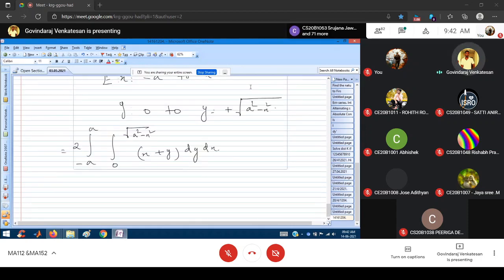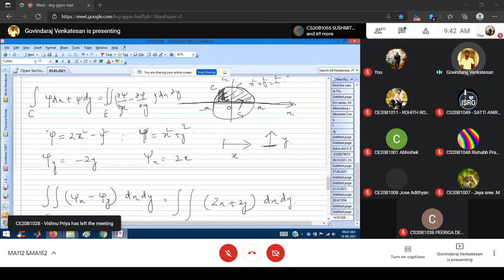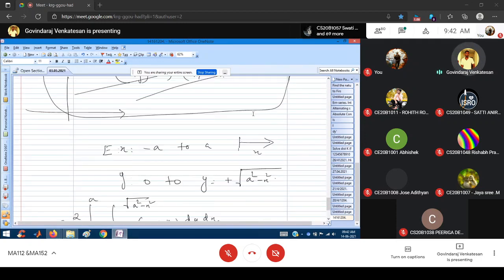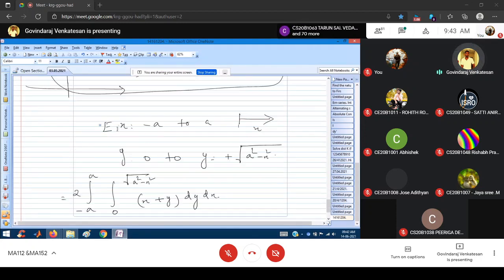Okay. So by using our strip idea, the strip is moving from the left to right, that defines the x-axis, so the values of x run from minus a to plus a. But when the strip is moving from the bottom to top, that defines the value of y from 0 to the curve on this upper half. So we know that the curve is x square plus y square equal to a square. You can find the value of y there, on the positive side. So y is nothing but plus square root of a square minus x square.